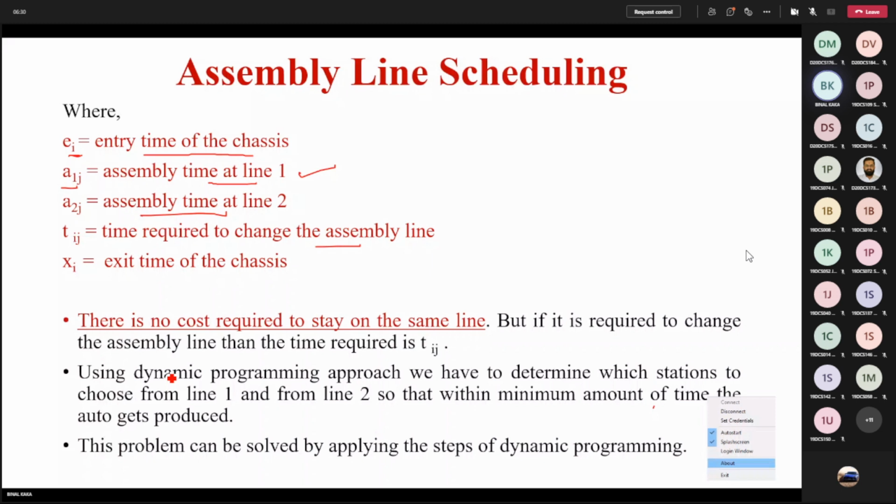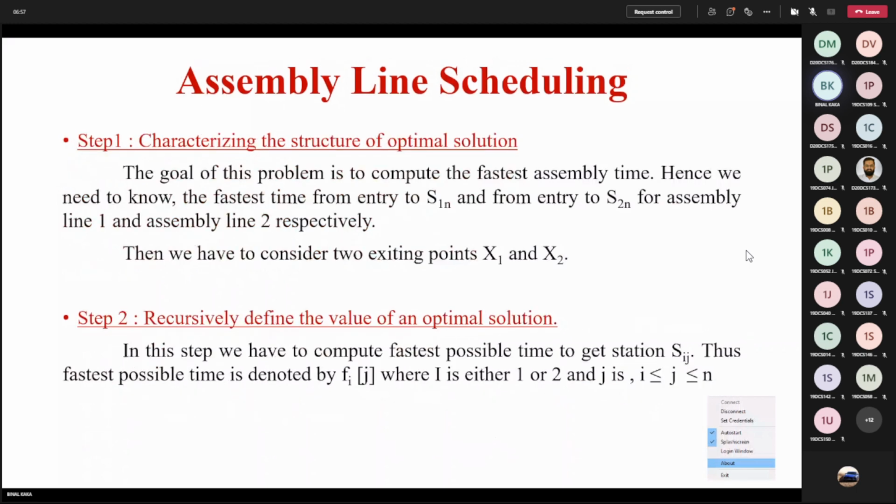So using the dynamic programming approach, we have to determine which station to choose from line 1 and from line 2, so that the auto gets produced in the minimum amount of time, right? And this problem can be solved by applying the steps of dynamic programming. In dynamic programming, we try to identify all possible solutions and choose the optimal one. Yes or no? Clear, everyone? Am I audible? Can you hear me? Yes, ma'am. Okay.